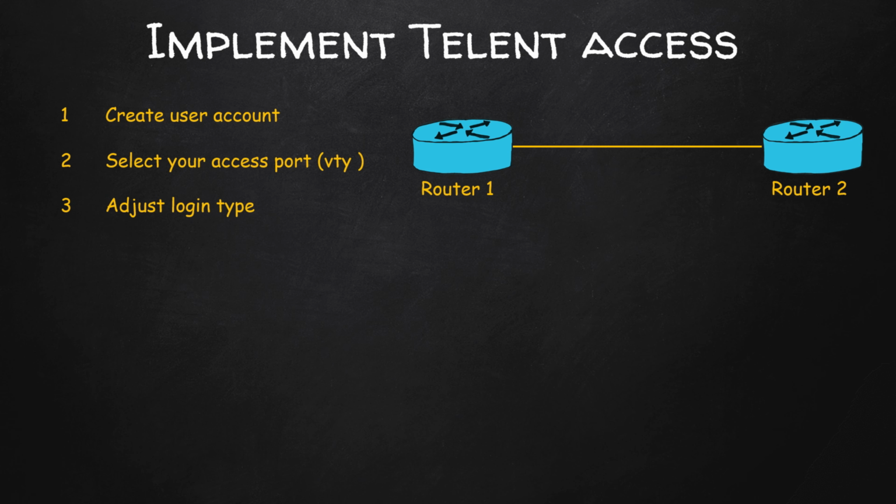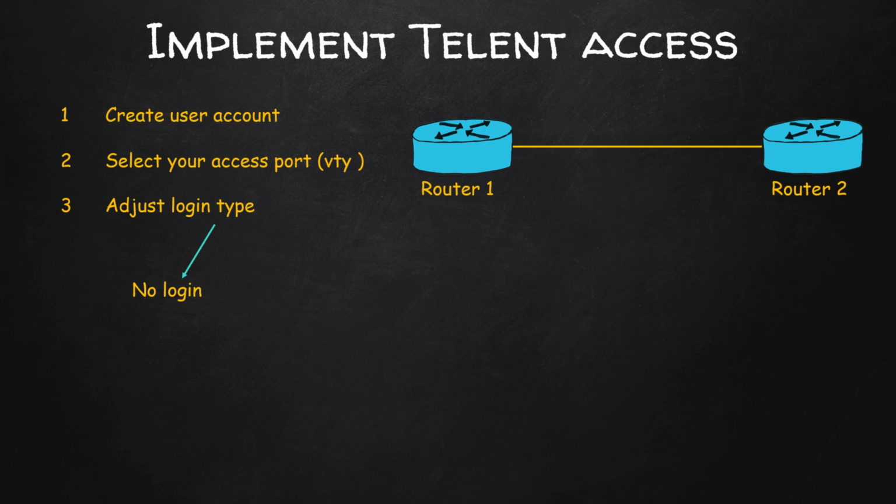So when we talk about step number 3, adjust login type, there are multiple login types available in the Telnet. One is no login. That means a login is not required to access the device using the Telnet. As soon as you enter the Telnet command from the source device, you are in. No need to log into the device, no need to provide the password or the username and password.